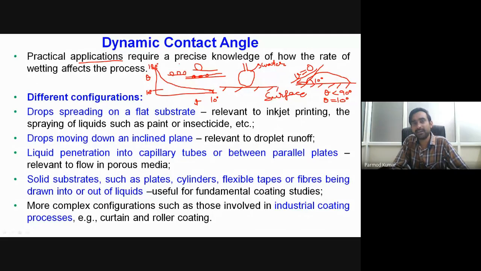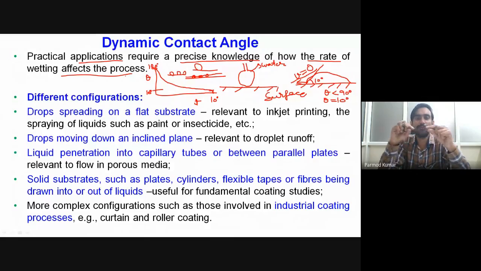Because in practical applications, we require a precise knowledge of how the rate of wetting affects the process. As I told you, in case of painting, we should know how much time a drop will take to spread over the surface. Depending upon that, we will select the frequency and location of the droplets which we place over the surface.